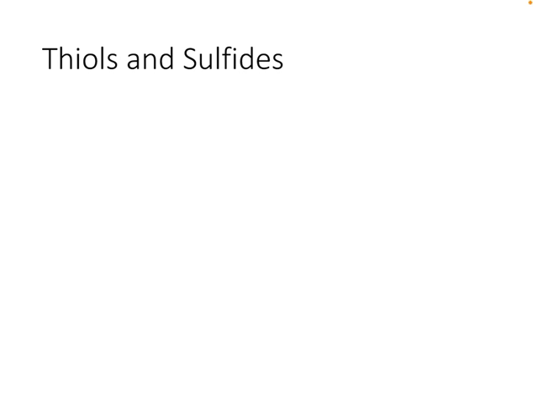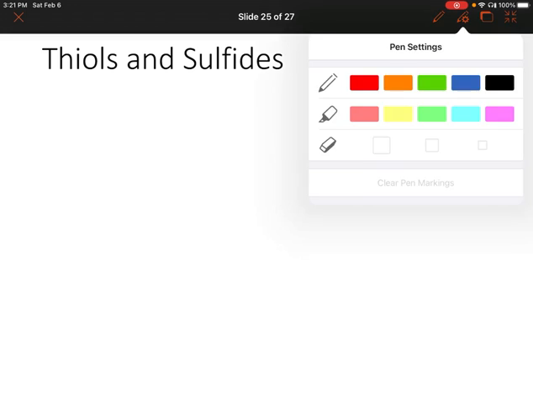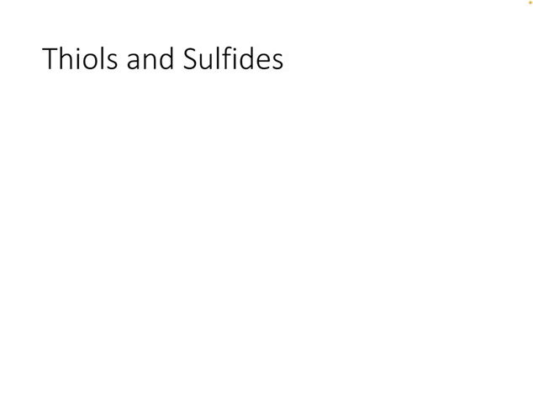Hi everyone. In this lecture, we're just going to briefly cover thiols and sulfides. So we're not covering these in too much detail, but thiols are the sulfur analogs of alcohols. So let's write that down. So thiols are essentially alcohols, but instead of an oxygen atom, we have a sulfur atom.